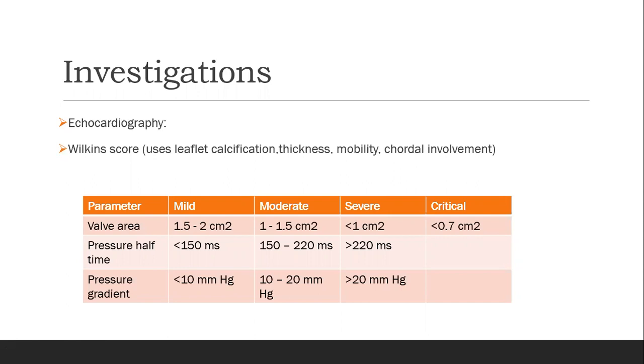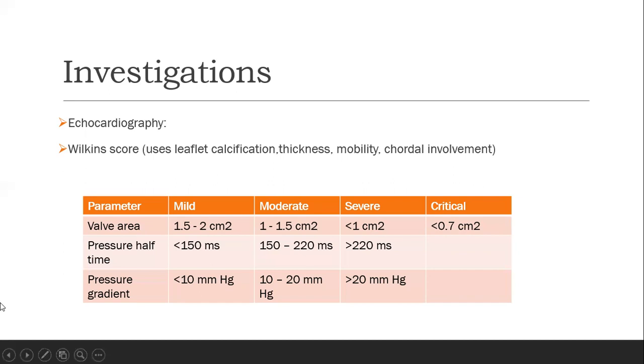So 1.5 to 2 centimeters square is called mild MS. 1 to 1.5 is moderate MS. Less than 1 centimeter square of valve area is severe mitral stenosis. Some textbooks say the word critical mitral stenosis, where the valve area is less than 0.7 centimeters square. There's some controversy in some textbooks, but if some examiner asks you, you can tell it is less than 0.7. Harrison says it is less than 1.